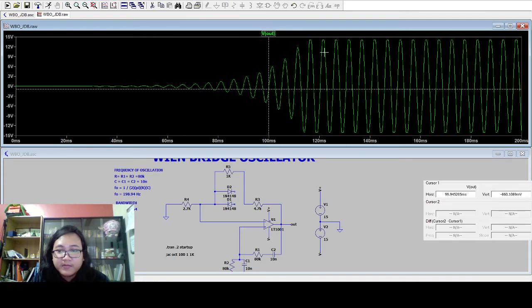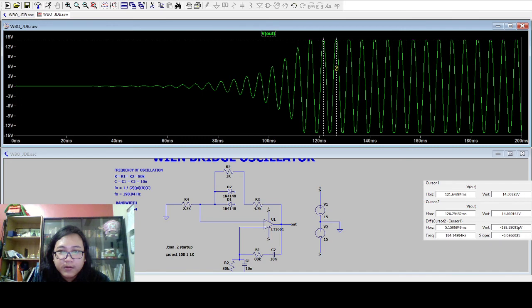With simulate here and here. As you can see in the simulation, the voltage is now close to its voltage source and the output is now saturated.